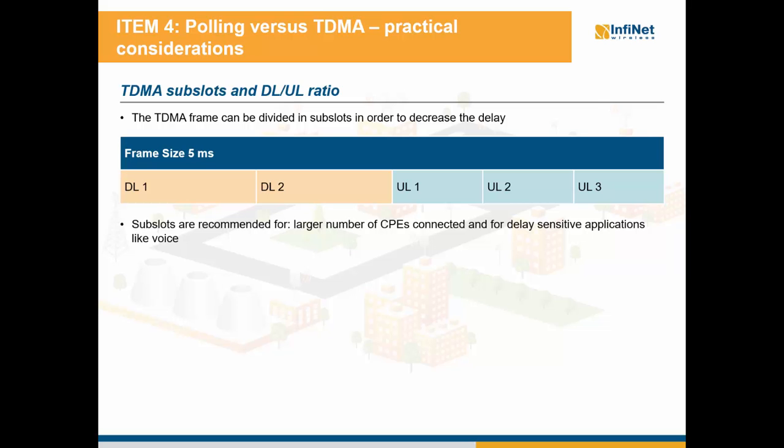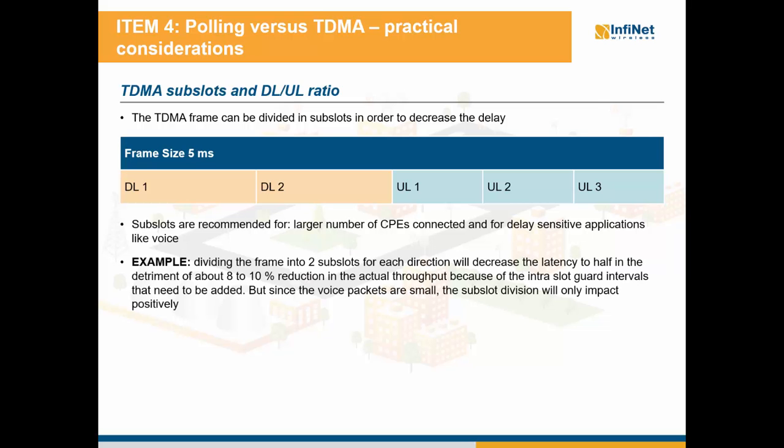For example, dividing the frame into 2 subslots for each direction will decrease the latency by half, at the detriment of about an 8 to 10% reduction of the actual throughput, because of the intra-slot guard intervals that need to be added. But since the voice packets are small, the subslot division will only have a positive impact.